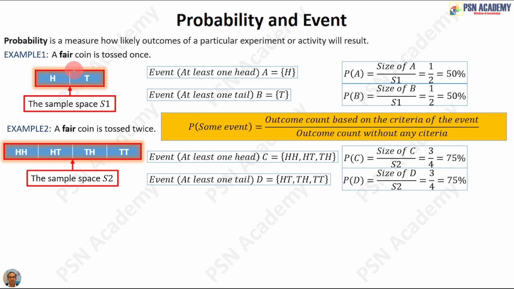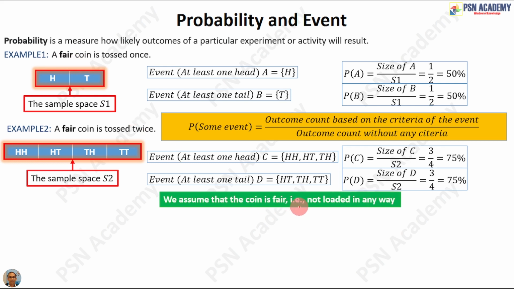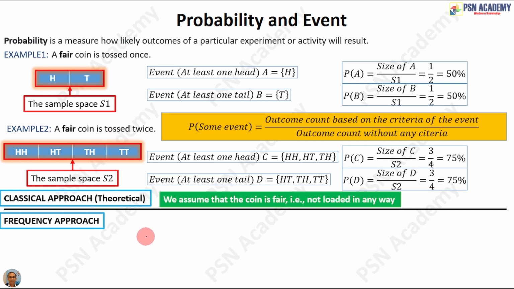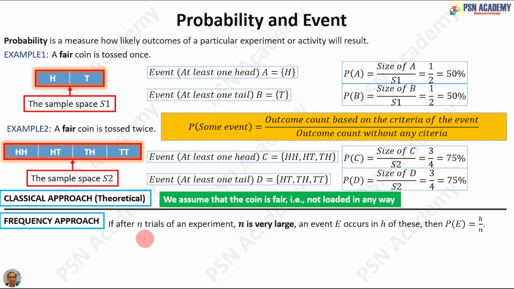Now you notice one thing, that each time we assume the coin is fair, that is not loaded in any way. This we call the classical approach, and it is very theoretical. Now, can you have in practice a really fair coin which is fully balanced? I believe not. In that case, we go for the frequency approach. In this approach, we go for n trials where the number of trials is very large, and if we see that an event E occurs in h trials out of those n trials, then we say that the probability of E is h by n.